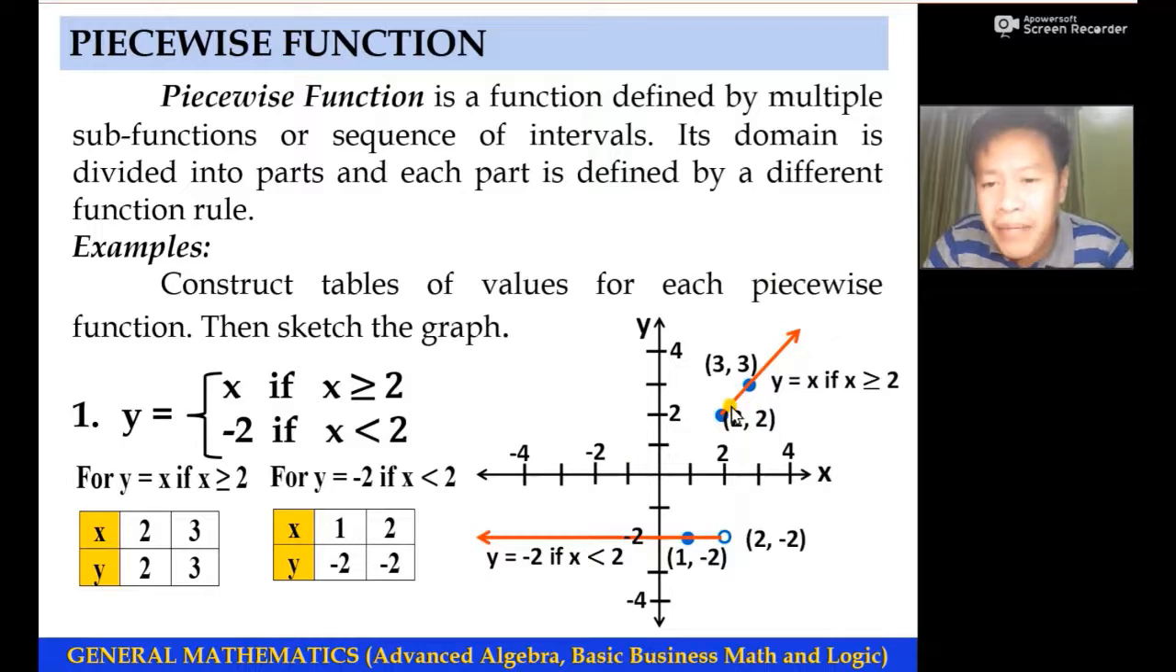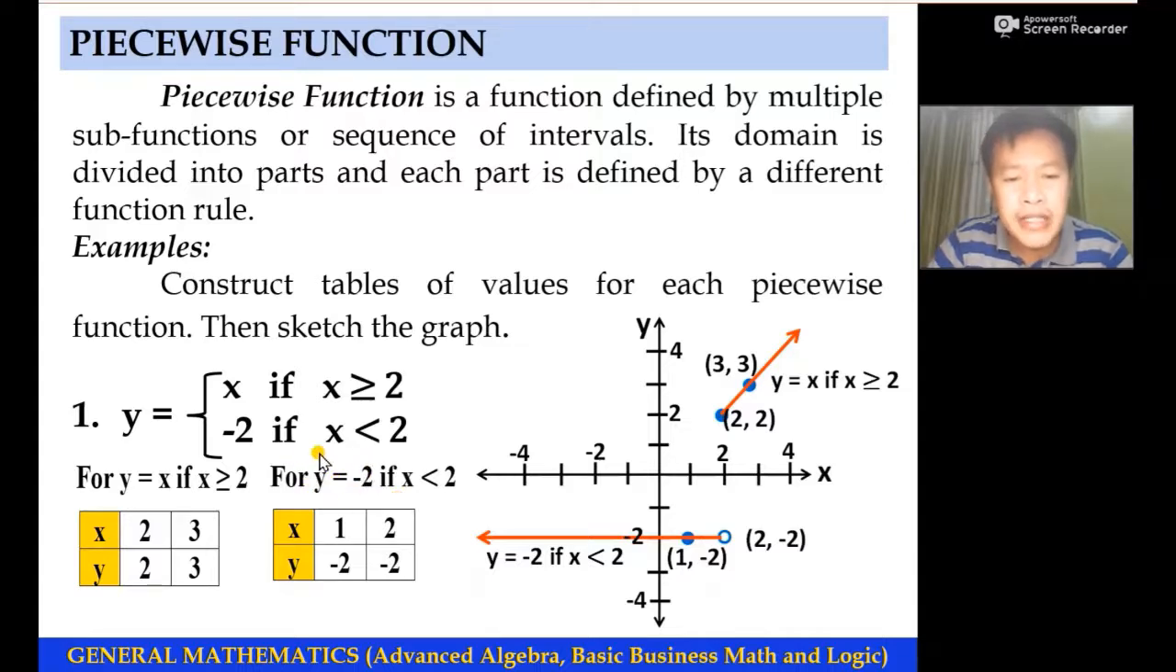Now, this is the graph of our subfunction y is equal to x, wherein our x is greater than or equal to 2. There are no values of x which are less than 2. The values of x start from 2 going to positive infinity. Therefore, this is just only a ray, wherein the endpoint is a point with coordinates 2 and 2. Now, we are going to proceed with this second table of values, which is the table of values for y is equal to negative 2.